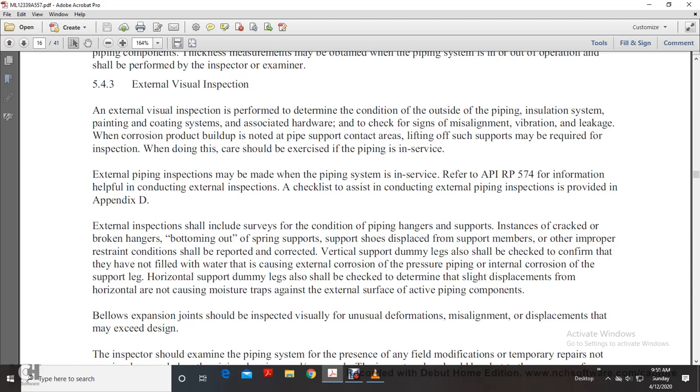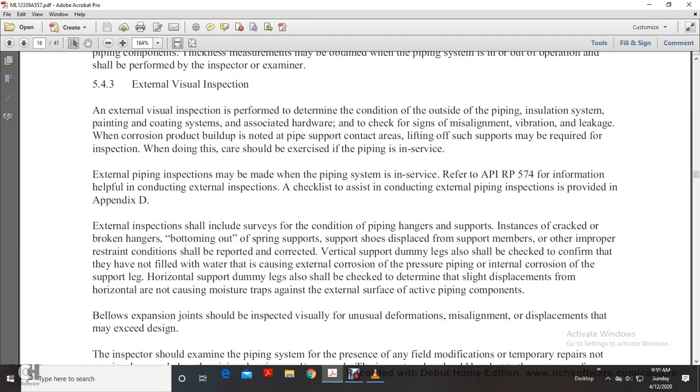Check for misalignment, vibration, and leakage. Corrosion product buildup is noted where the pipe has support contact areas lifting off. Such supports may require further inspection, where care should be exercised with the piping in service. External piping inspection is made with the piping system in service. Refer to API Recommended Practice 574 for information to assist with conducting an external piping inspection, with a checklist provided in Appendix D.